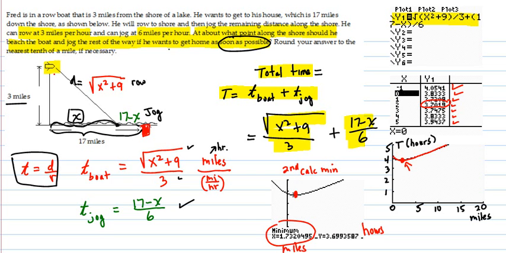So really, the bottom line is that the boat should come pretty quickly to the shore and then jog the rest of the way, because the jogging speed is so much faster than the rowing speed. So it's a good idea to get out of the water as soon as possible, or almost as soon as possible, and then jog the rest of the way.